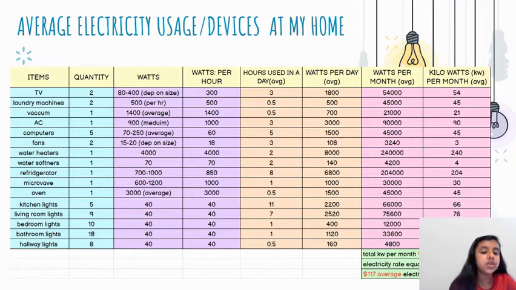So here's a chart of the average electricity usage at home. The average electricity usage at home was 974 kilowatt-hours per month. If you count 12 cents per kilowatt-hour, then the average electricity bill per month would be $117.